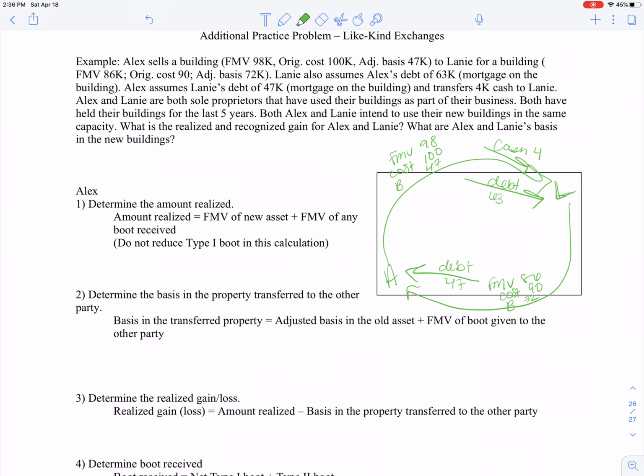Okay, so we're going to go through this systematically like we always have. First, we're going to look at Alex's situation. The amount realized for Alex is the fair market value of the new asset plus the fair market value of any boot received. The new asset for Alex has a fair value of 86. And the boot he's receiving is the loss of the liability. So it's not necessarily intuitive because it's the debt that he's giving to Laney and the fair market value of the asset he's getting. So 149 is the amount realized.